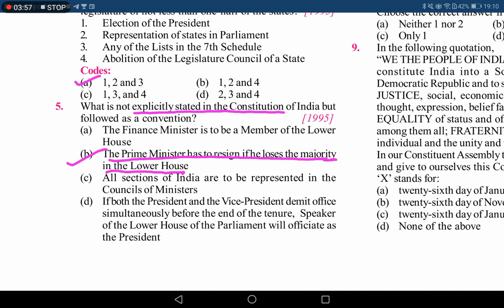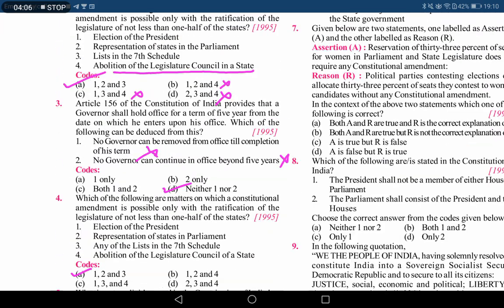All right, so this is something which we think might be given in the Constitution, but it is not mentioned specifically in the Constitution. It is just a convention. Okay, so this is very important, keep that in mind.